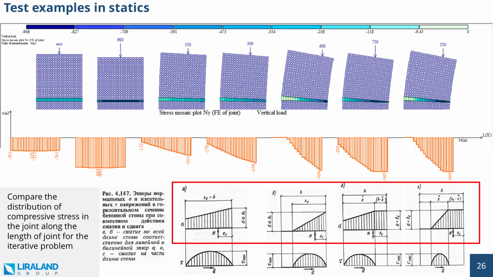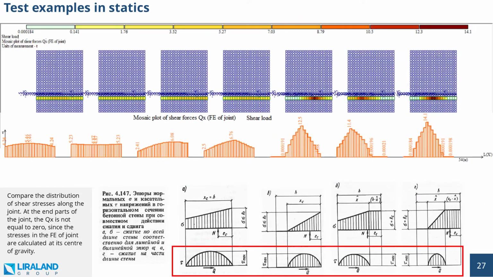Let's compare the distribution of compressive stress in the joint along the length of the joint for the iterative problem. From left to right, two variants of the axial loading of the wall panel, so the joint is uniformly compressed but with different intensity, below and above the breakpoint on the compression diagram. The rest of the examples are chosen so as to compare them with the standards from Ashkenazy's book. Main conclusions. The limit value of 945 tons per meter squared is not exceeded, and in the place where the joint is tensioned, the forces have 0 values.